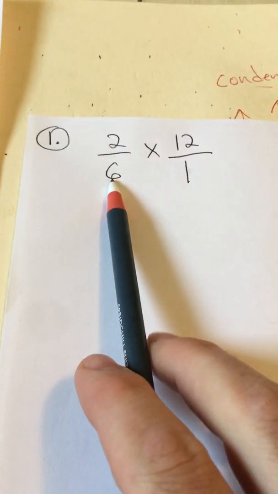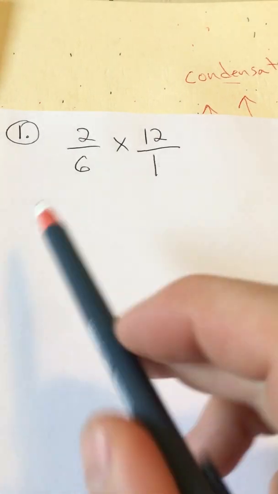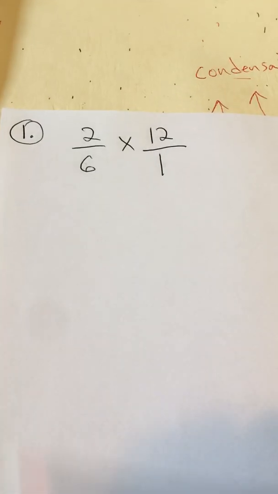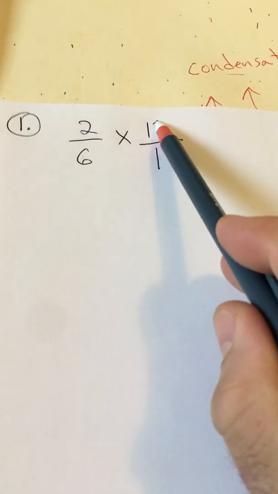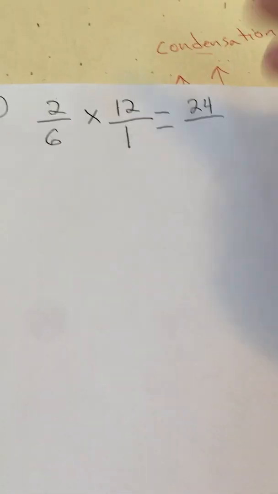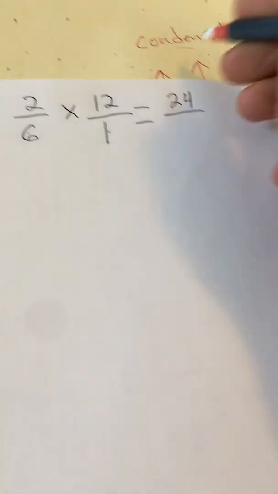Okay, this denominator of 6 is telling us that the whole has 6 equal pieces in it, and we have 2 out of 6 equal pieces. Okay, so with these 12, each of them is just 1 big piece, so we can write the denominator like that. And then it's simple. You just multiply the numerators. 2 times 12 is 24, and then you multiply the denominators. 6 times 1 is 6. And then we're left with 24/6.